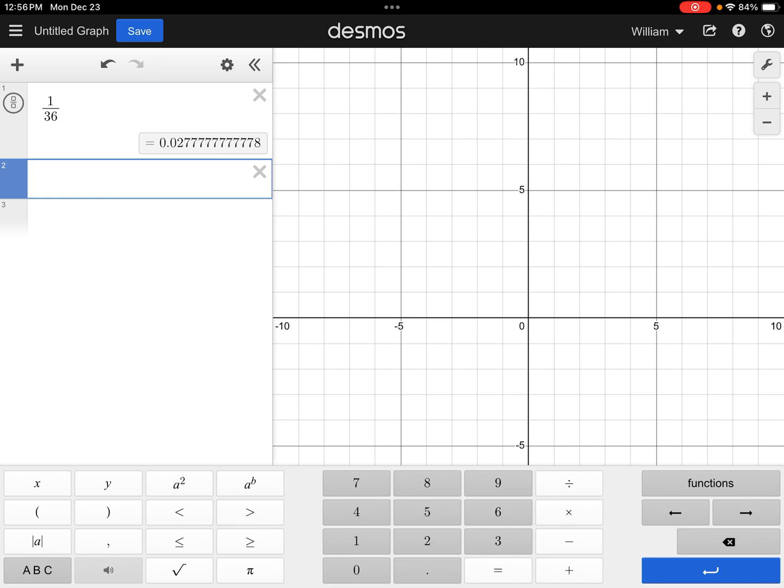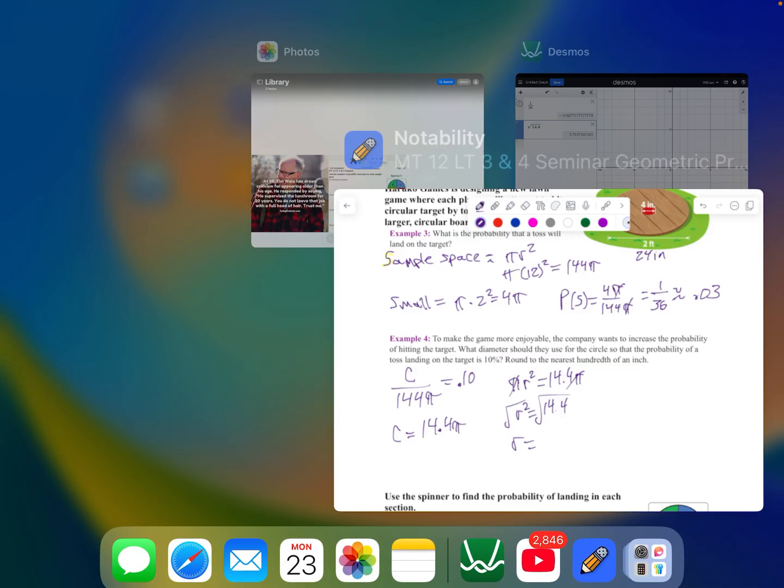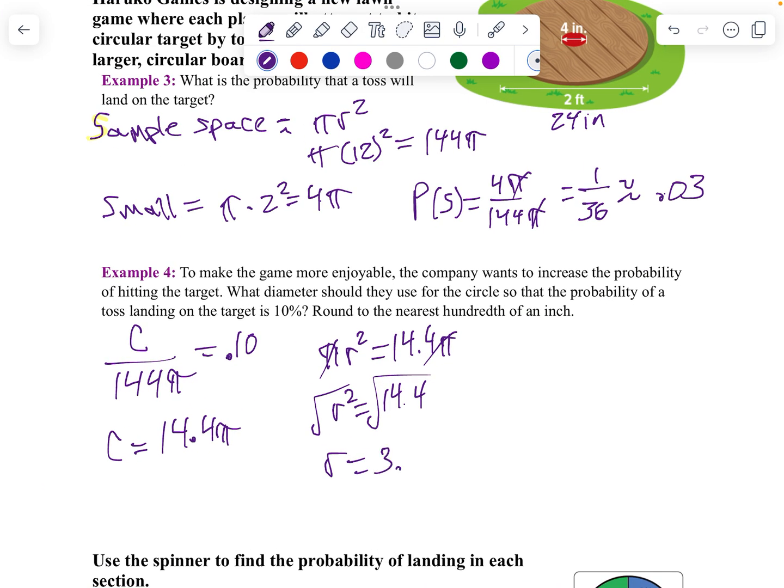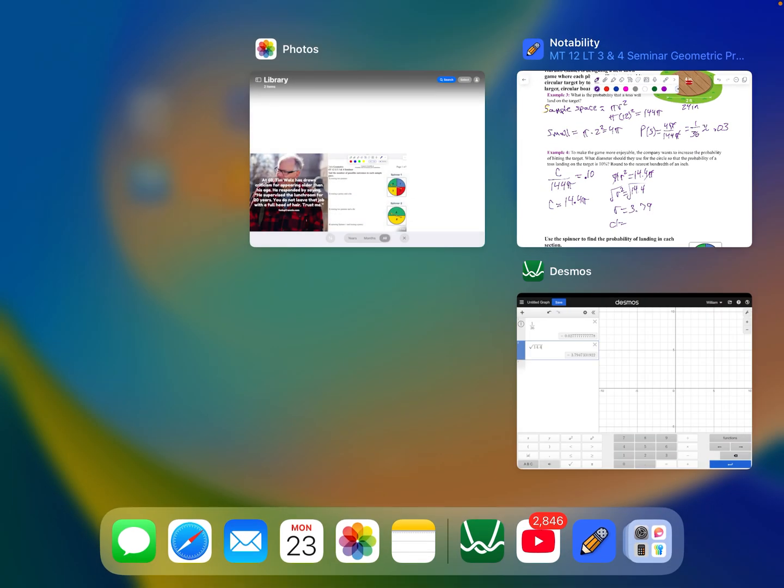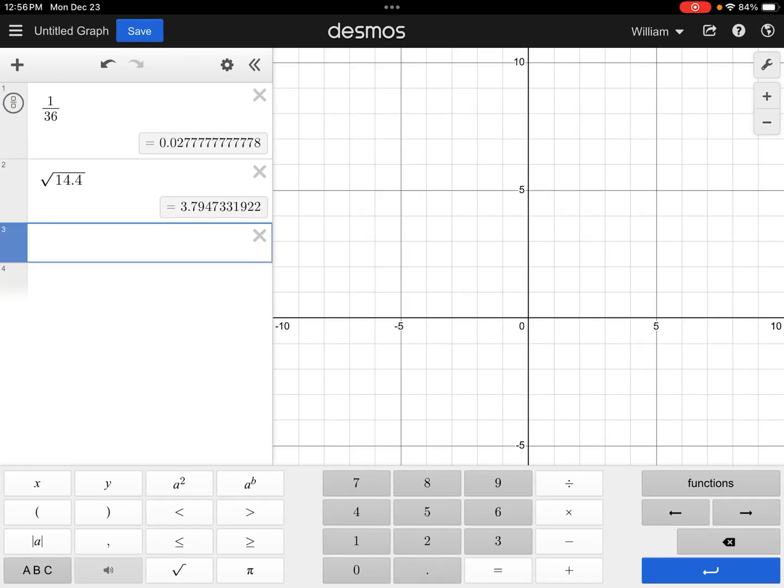Square root of 14.4. My radius is about 3.79. But then what's my diameter? Because that's what they're asking for. So let's double that. My diameter is going to be about 7.6 inches.